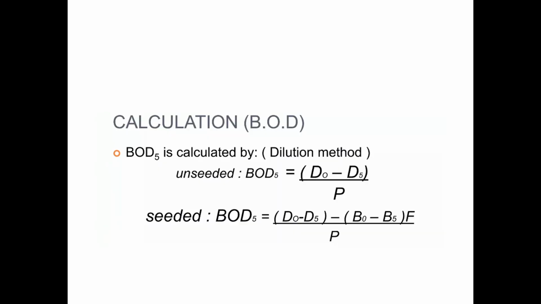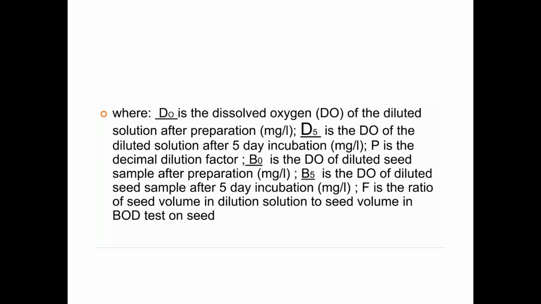So BOD is determined by the dilution method. We have it as (D0 minus D5) divided by P. D0 is the dissolved oxygen, and D5 is the DO of the diluted solution after 5 days of incubation. Similarly, B0 is the DO of the diluted seed sample after preparation, and B5 is the DO after 5 days of incubation. F is the ratio of seed volumes, etc.